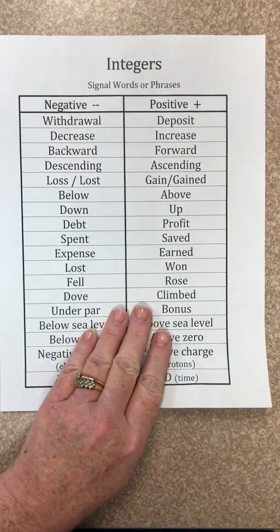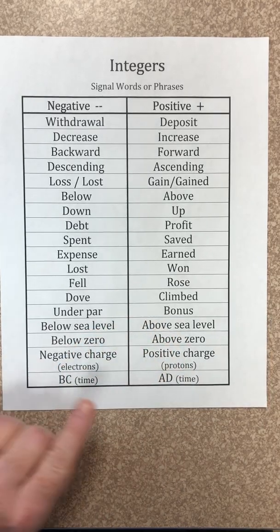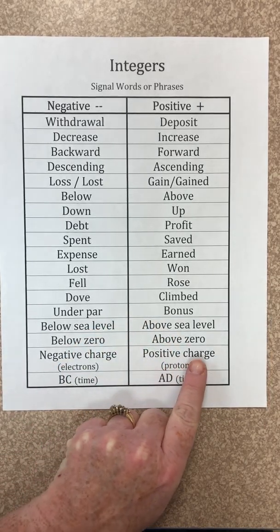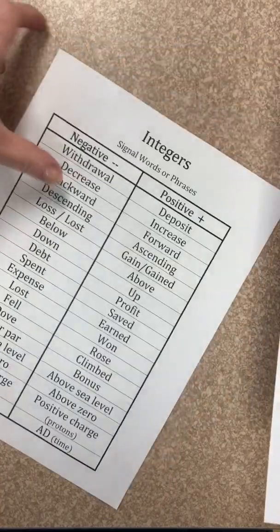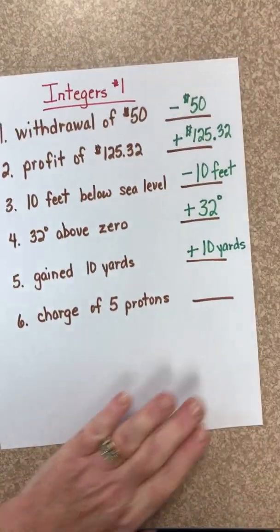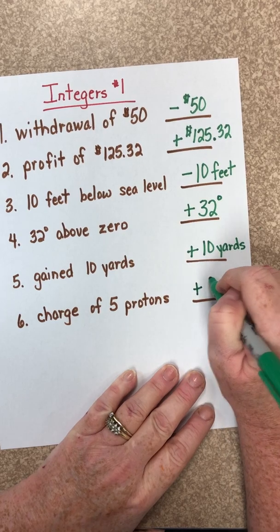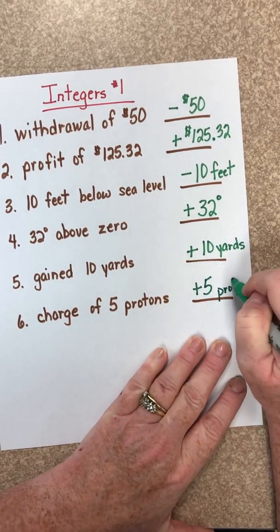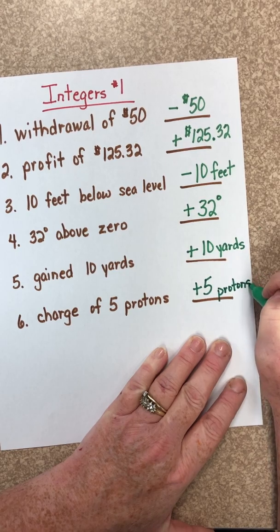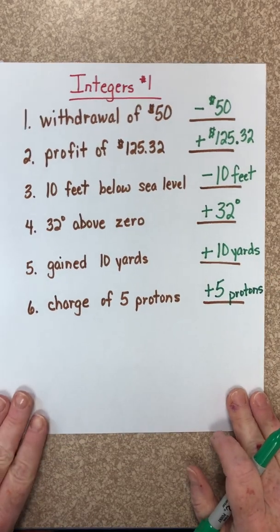So we're going to look at this table, and here's positive charge is protons. So that would be plus 5. And we are talking about protons. So there's a little science thrown in.